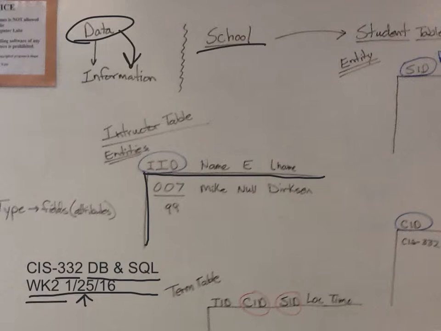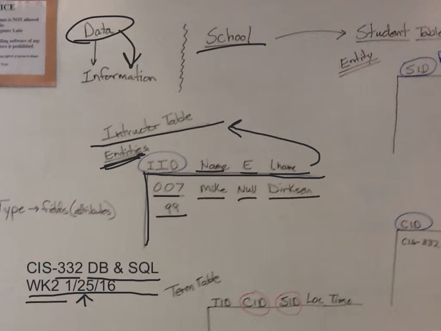So we looked at different ways. For example, here's an instructor table. Call that an entity. And these particular fields represent these attributes or fields that represent that particular table, the instructor table. And then we have some data elements in here that we filled in. This would be a record.